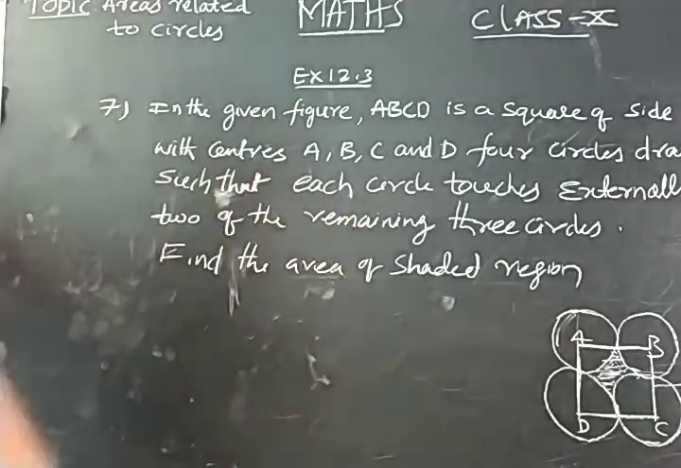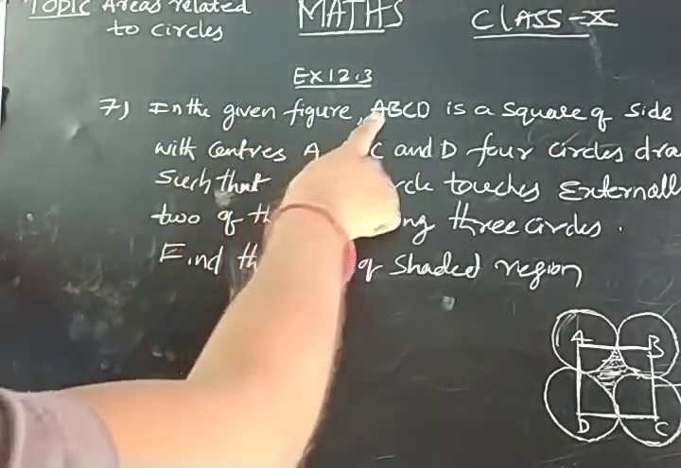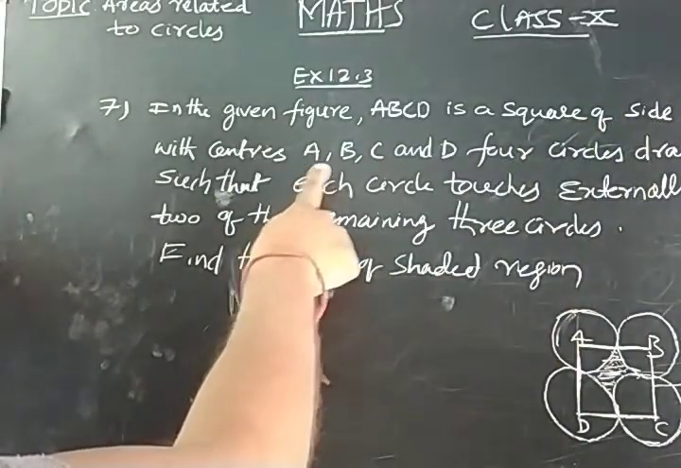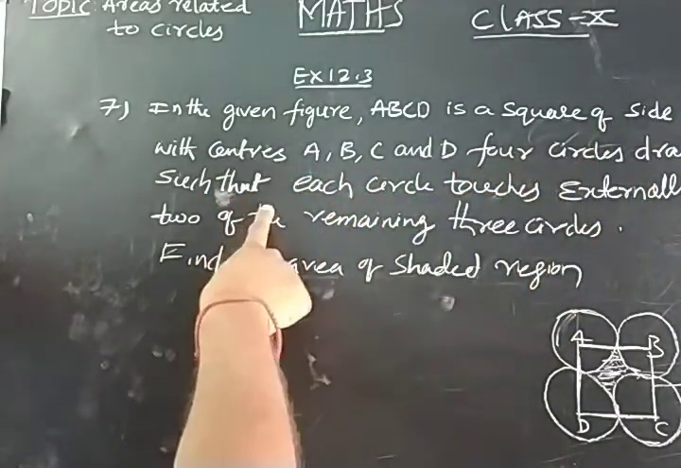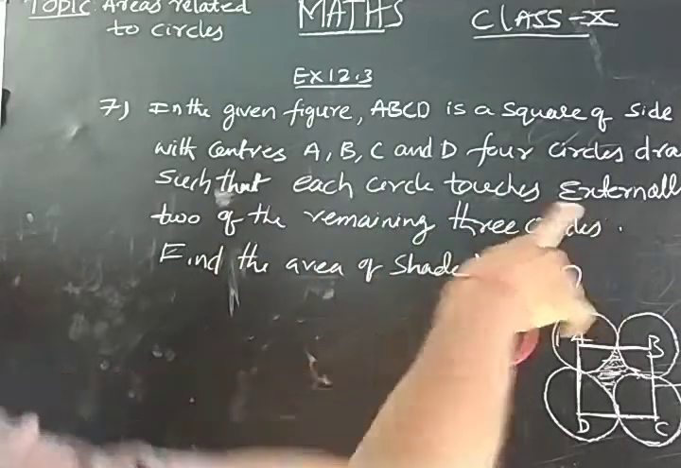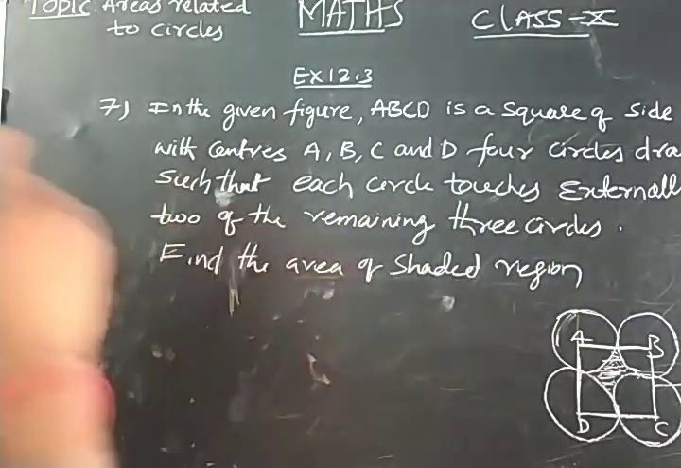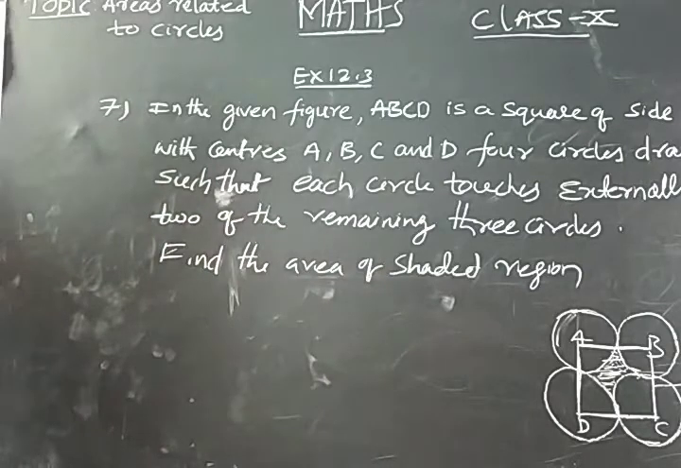See what is given in the question. Seventh question. In the given figure, ABCD is a square of side 14 centimeters. With centers A, B, C, D, 4 circles are drawn such that each circle touches externally 2 of the remaining 3 circles. Find the area of the shaded region.